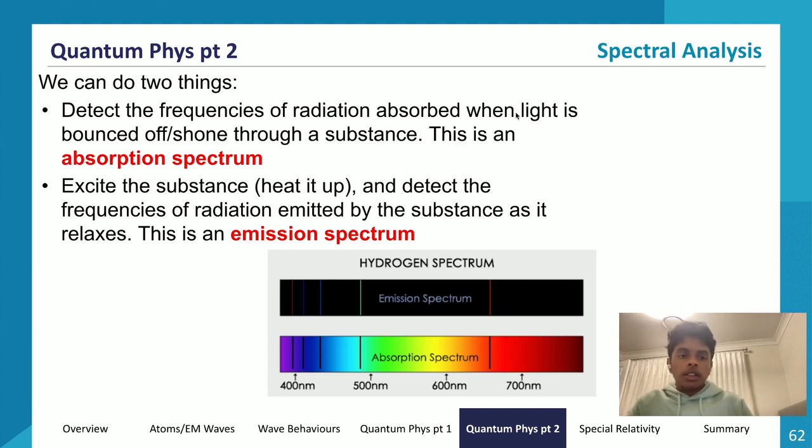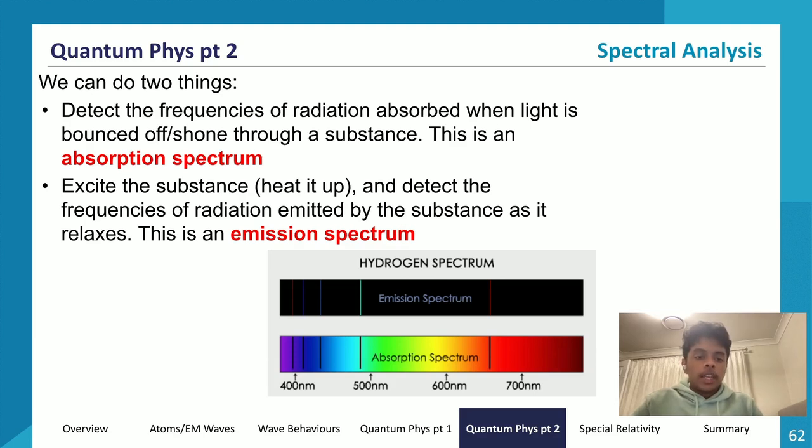So spectral analysis, now what can we do? We can do two things. One thing we can do is detect the frequencies of radiation absorbed when light is bounced off or shone through a substance. This is called the absorption spectrum. So we can find the wavelengths or frequencies of light that are absorbed by a substance when we shine light through it or onto it.